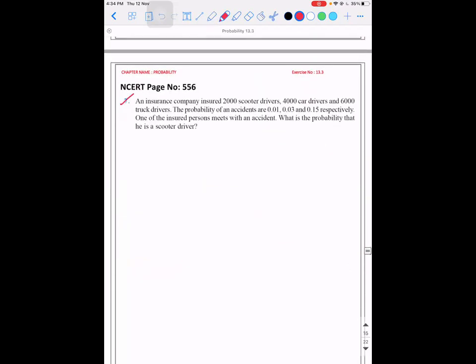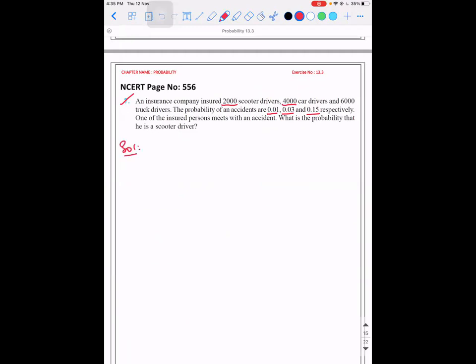Next question. There is an insurance company which has insured 200 scooter drivers, 4,000 car drivers, and 6,000 truck drivers. The probabilities of an accident are 0.01, 0.03, and 0.15 respectively. One of the insured persons meets with an accident. What is the probability that he is a scooter driver?